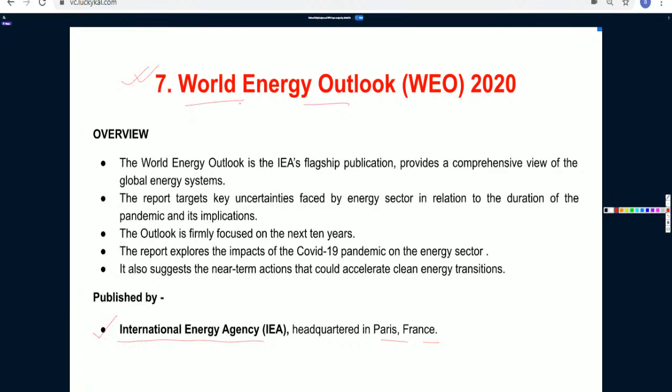Only the name of the report and the publishing agency is important, but it is a very detailed report. It can be very important for the mains exam also. That's why we are going to discuss this particular topic in detail.